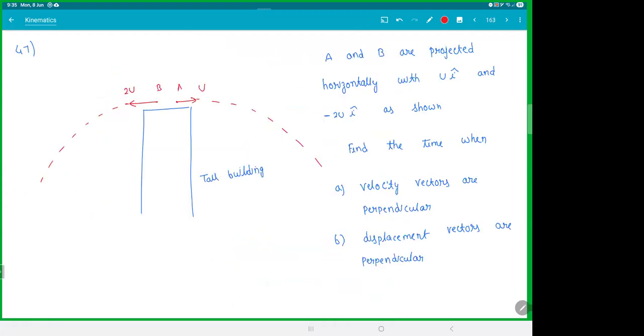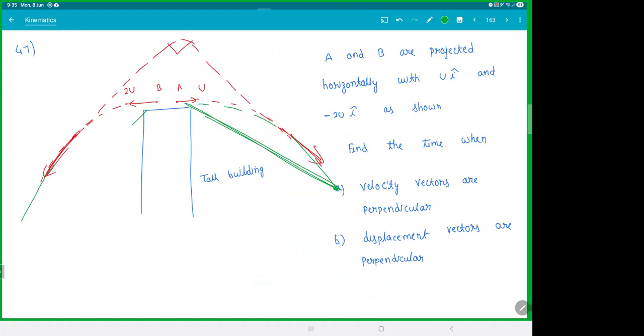In case you're still wondering what we mean here: when it is falling, at some point this will be the velocity, and at some point this will be the velocity. If you extend the velocity vectors, they're perpendicular. What is the displacement vector? You take the initial point and the final point and join them. If you extend these two, they will be perpendicular. I hope you're getting the meaning of displacement and velocity vectors. Displacement vector is simply final minus initial. If you take initial as origin, then the coordinates give the displacement.